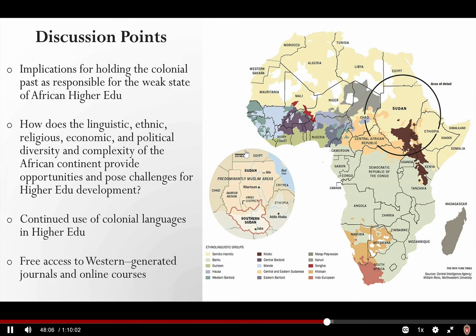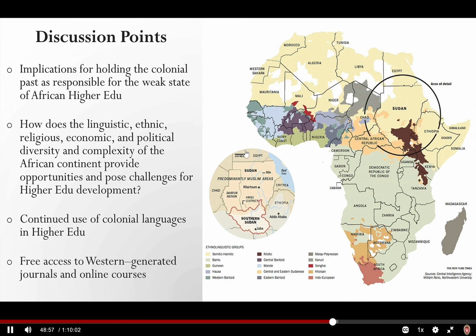So having looked at these 4 periods in history in the establishment of universities on the African continent, here are some issues we want to think about as we look at the final pieces of this presentation. The first one is, what are the implications for holding the colonial past as responsible for the weak state of African higher education? The second question I'm asking here is, how does the linguistic diversity, but also the ethnic, religious, economic and political diversity and complexity of African countries, how do those issues provide opportunities, but also how do they pose challenges for higher education development?